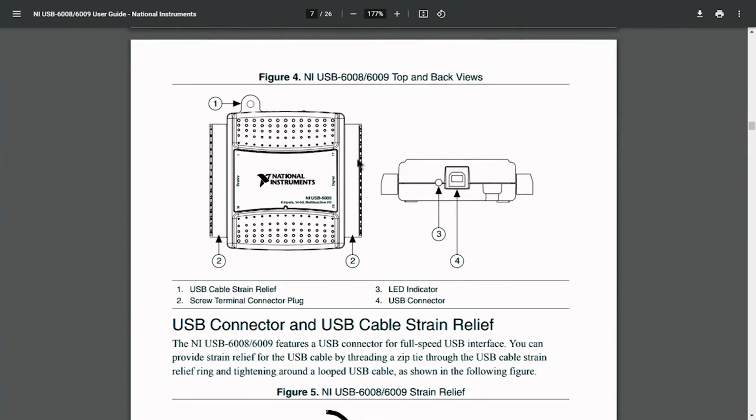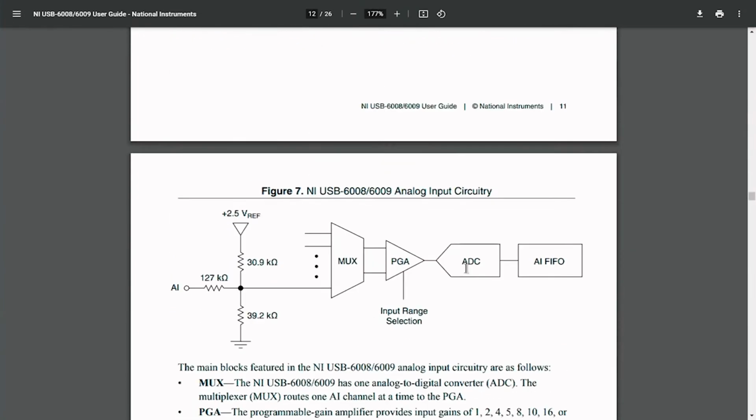So, other features of the device can be seen here. It has also been provided with the internal block diagram. Since it uses a single ADC and it can support up to 8 single ended channels and 4 differential channels, how is a single ADC interfaced with multiple channels? In order to interface, they use a MUX.